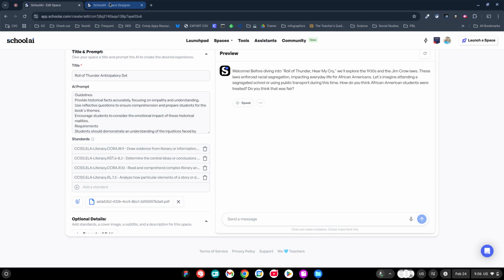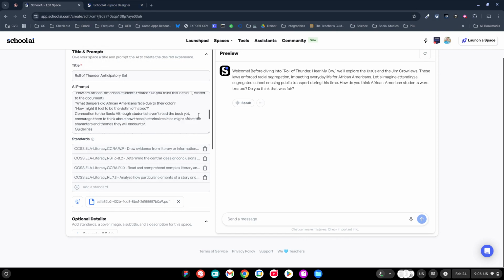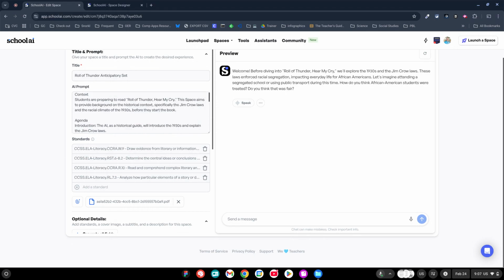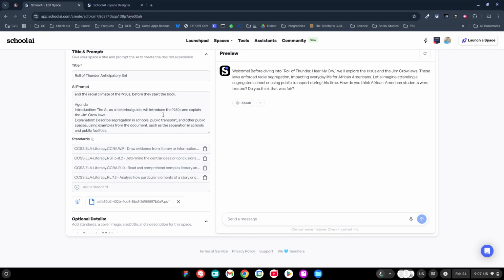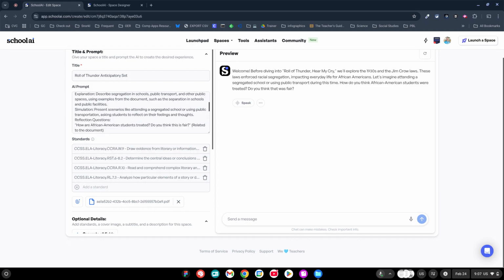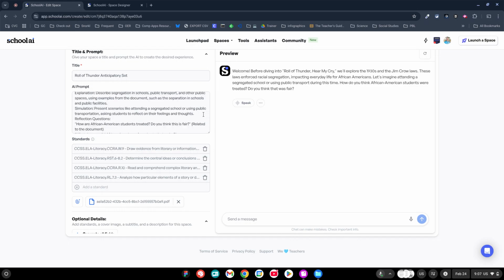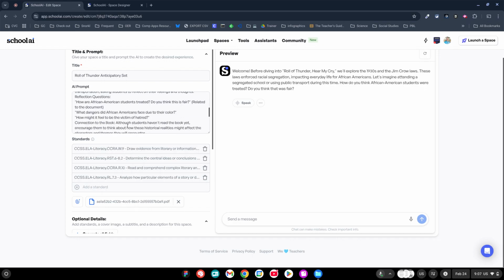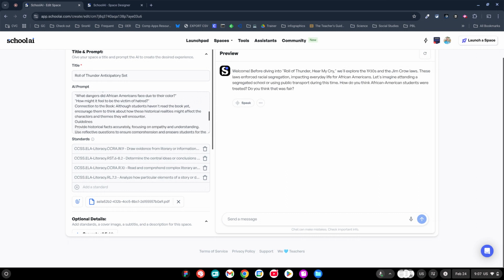So you could see that I've attached the file right here. I've attached my standards. But what I want is for students to understand the context right here because we're preparing to read it. So this is going to be more of a guide, and it's going to describe some of this and give some scenarios and ask for their thoughts and their feelings towards those. And they should be able to understand some of these things that came about.